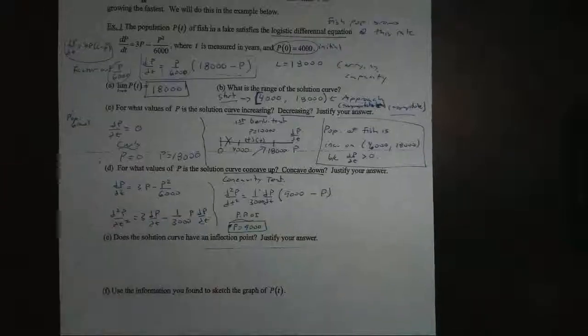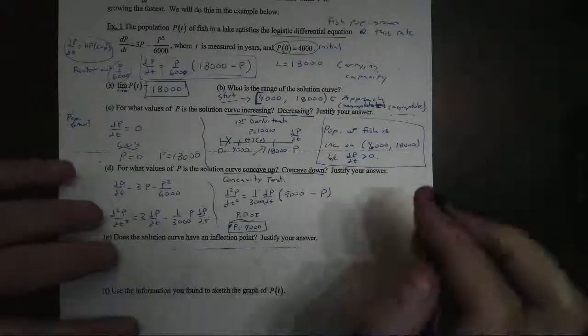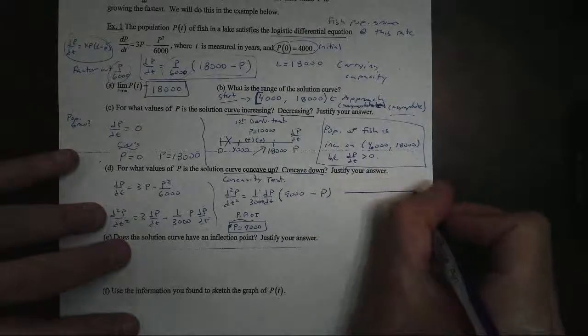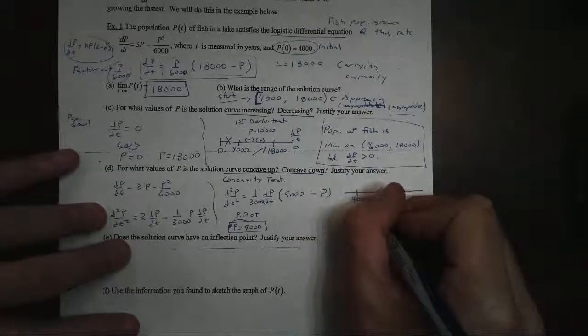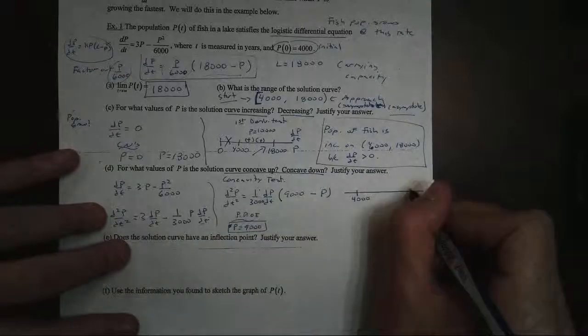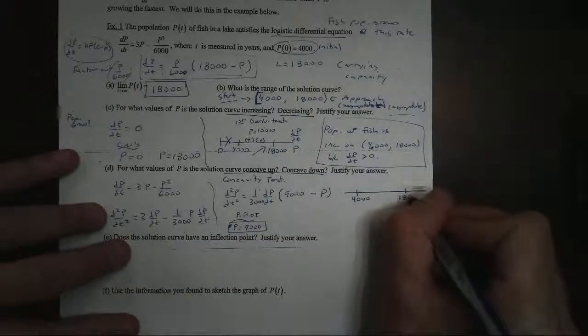Okay? Now, I'm going to do my concavity test here. Remember, I'm only starting at 4,000. I don't need to worry about the 0. And I'm going to look at 18,000.